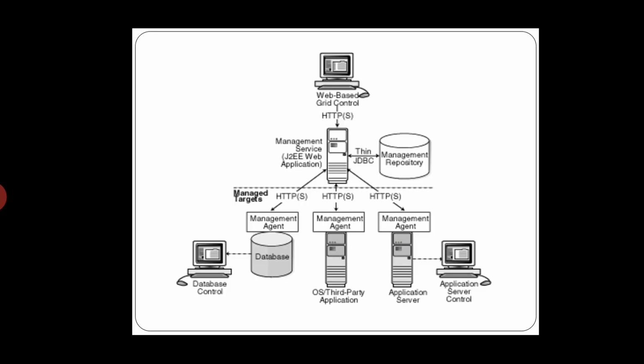This is the architecture of grid, an overview of a grid system. Web-based grid control uses hypertext transfer protocols to a web management service. The web applications are running in the service, and JDBC is connected to the management repositories, with bidirectional communication to management agents, which transmit to third-party applications and application servers control, and application server and database control and databases.